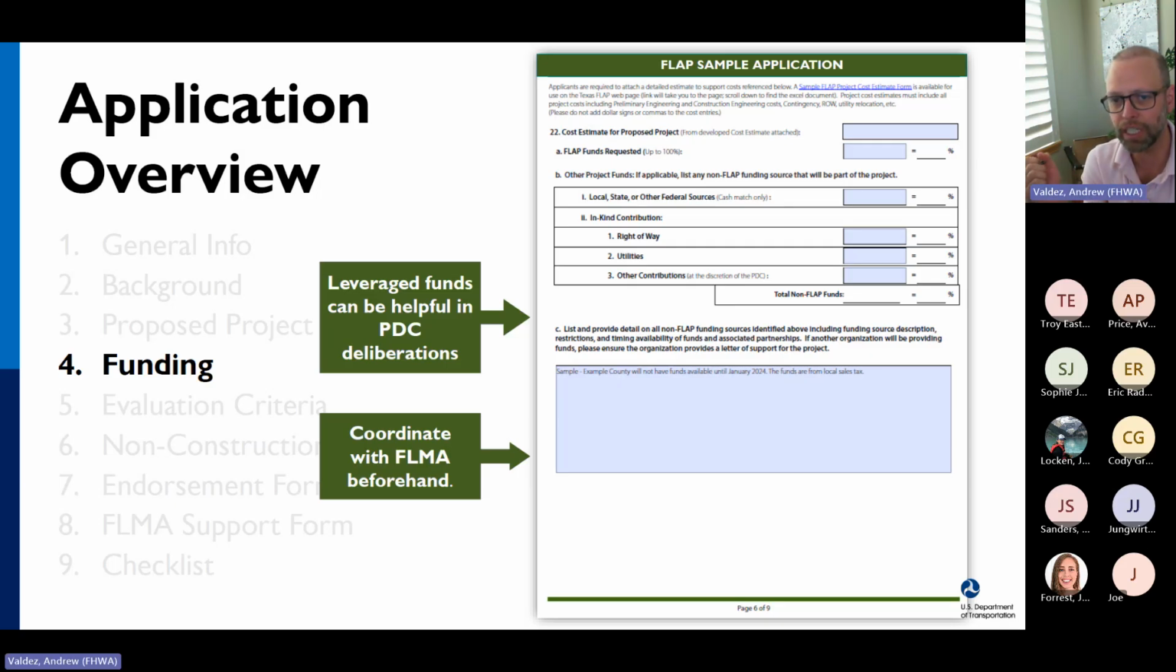This is also where you'd indicate any leveraged funds, anything that's not FLAP. And there's a text box there again at the bottom for you to describe that funding picture in narrative. And also where you would indicate if there's an FLTP project in proximity, you'd want to have those conversations with the FLMA to see if there's any of those projects in the mix.